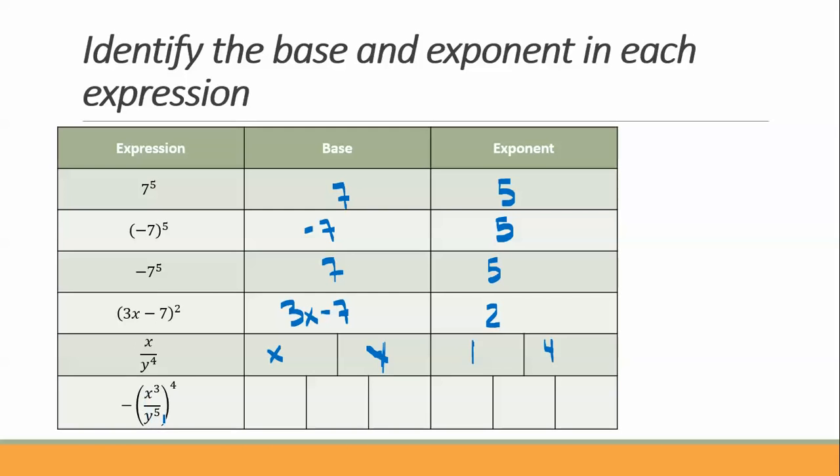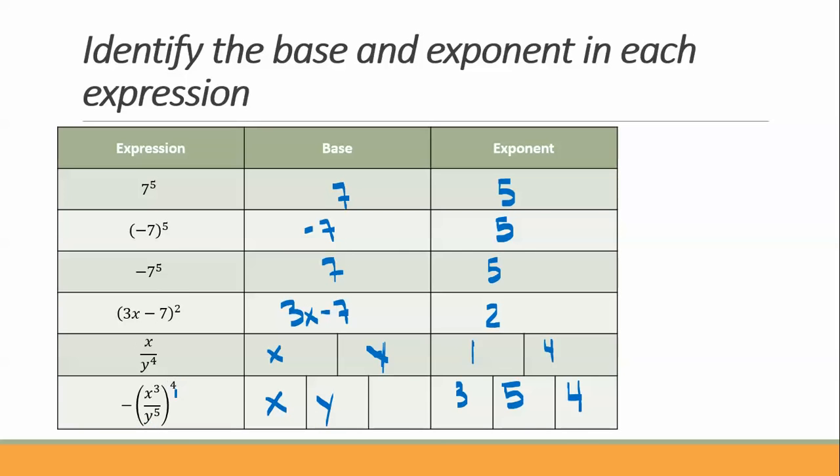This last one is opposite of, negative of, x cubed over y to the 5th, all to the 4th power. So we have three different exponents. We have a 3, a 5, and a 4. The exponent of 3 goes with the x, and that's the base then. The exponent of 5 goes with the y, and that's the base for that. So the base for the x cubed is x. The base for the y to the 5th is y.